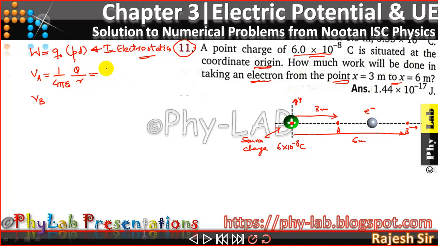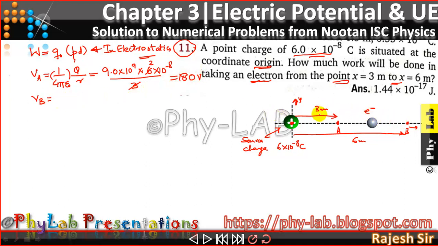Let's substitute the values. This happens to be 9.0 into 10 to the power of 9. What is this? The value of this constant 1 upon 4 pi epsilon naught. What is the magnitude of the charge? The magnitude of source charge happens to be 6 into 10 to the power of minus 8. And what is the distance between the source charge and the point A? That happens to be 3 meters. So 3 2s are 6, and on solving this I get 9 2s are 18 into 10 to the power of 9, and 10 to the power of minus 8 simplified becomes 10, so it becomes 180 volt, friends. Now similarly I can find out the potential at point B.